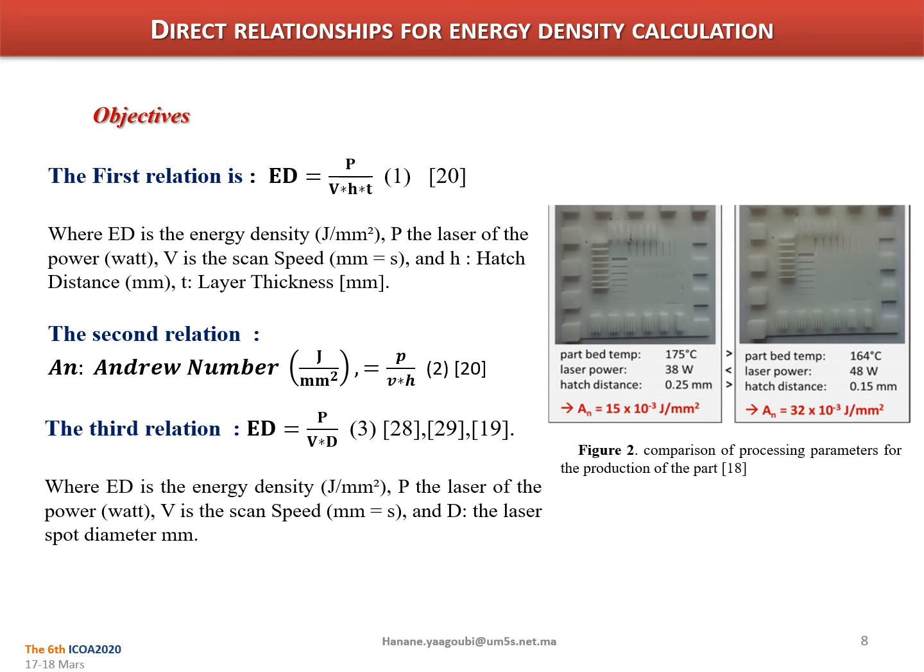So in figure 2, the figure shows the comparison of processing parameters for the production of the parts, where we see that changing the parameters affects directly the quality of the final part.